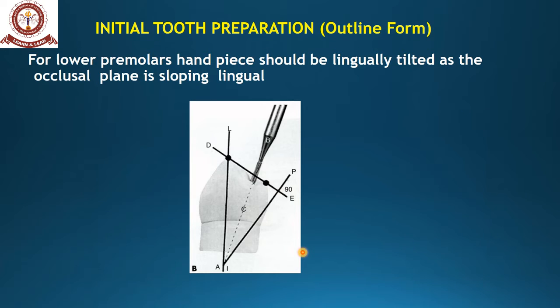So for lower premolars, there are some anatomical variations. For lower premolars, the handpiece should be lingually tilted. So here you can see the burr is placed slightly angulated because the tooth crown of the lower premolar itself is slightly lingually sloping. So to accommodate that sloping, we have to angulate the burr also.